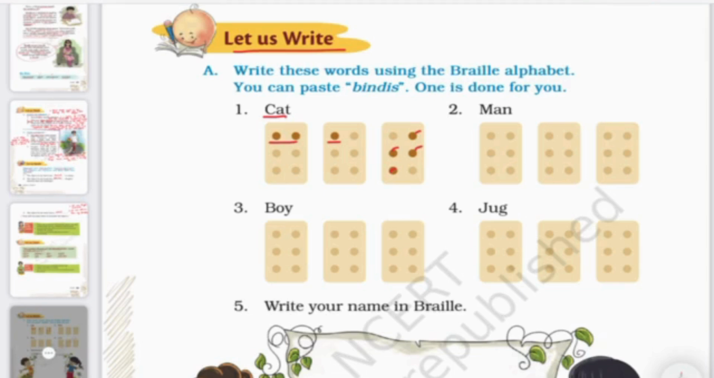Next one is man. M. For M, we paste bindis, the first two, M.